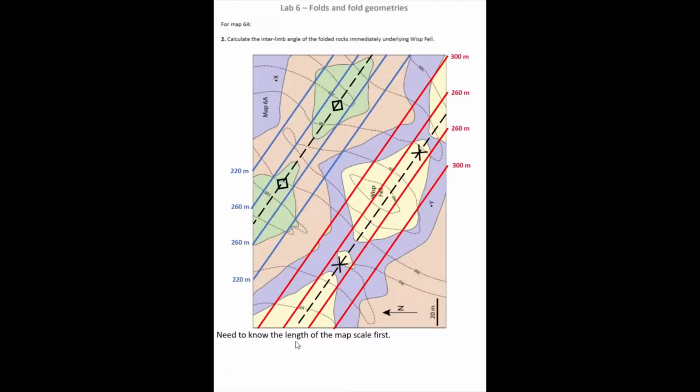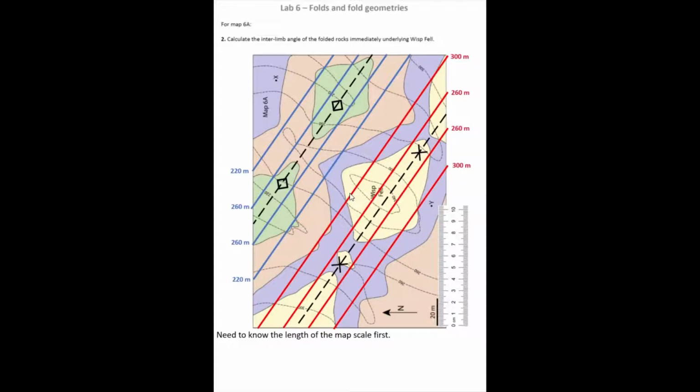Okay, the next question asks us to calculate the interlimb angle for the folded rocks immediately underlying Wisp Fell. So Wisp Fell is this mountain top here, and we want to know the interlimb angle of the fold. Okay, well the first thing that we need to do is find out what the map scale is.